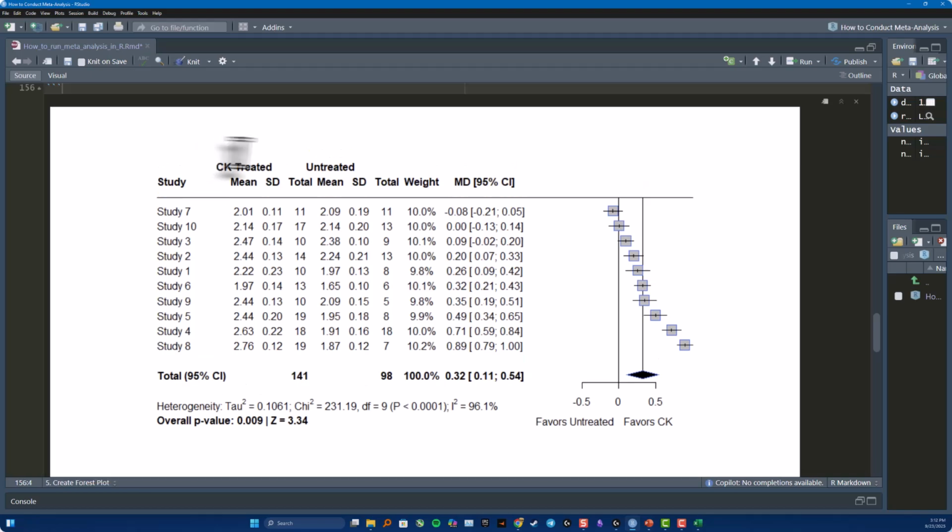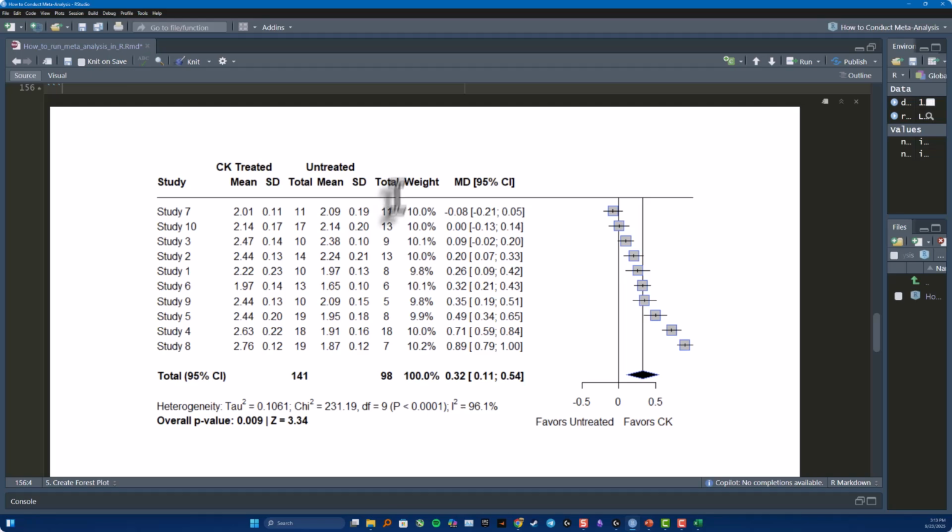So the left-hand side columns are the cytokinin treated, the right-hand columns are untreated, and below them are the means and standard deviations of these different studies. So in our example, random study 7 had a mean in the cytokinin treatment of 2.01 grams, and the untreated had a mean of 2.09, while the standard deviations were 0.11 and 0.19.